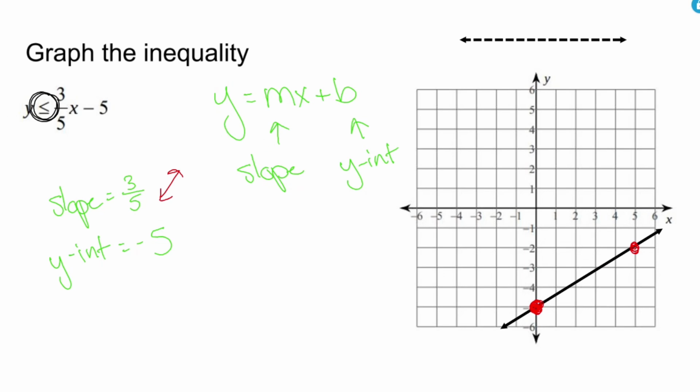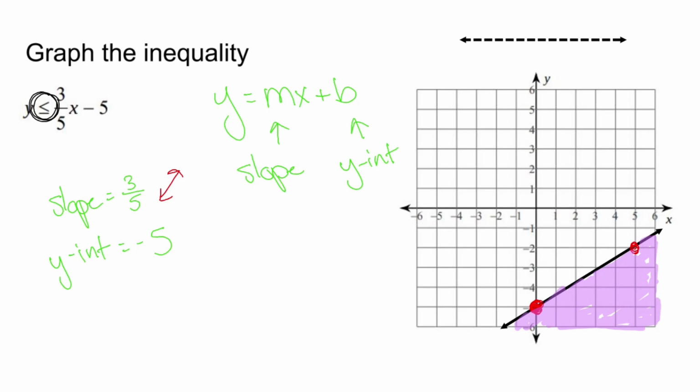The other thing that I have to pay attention to is the fact that it's less than. So when it's less than, what you do is you shade underneath the line. Now by shading underneath the line, what we're doing is we're saying all of these points here in purple are possible answers to the original problem.